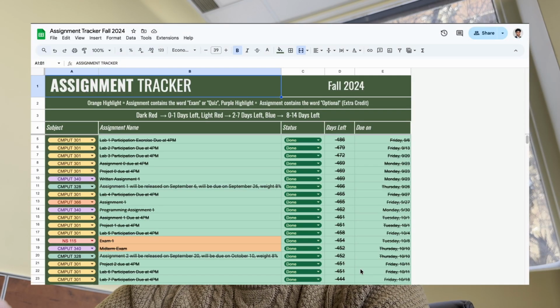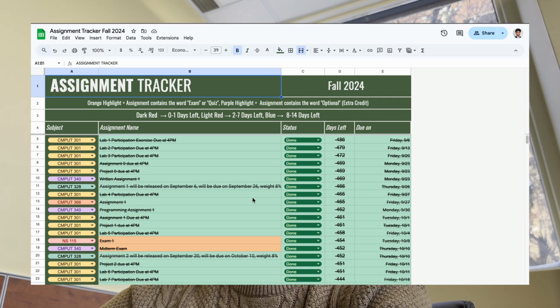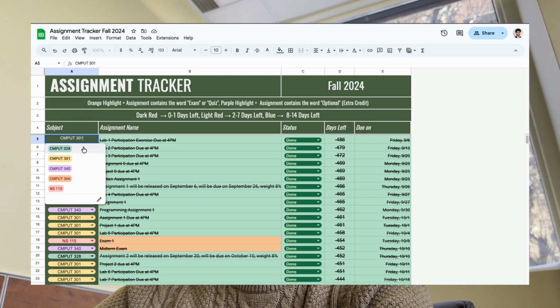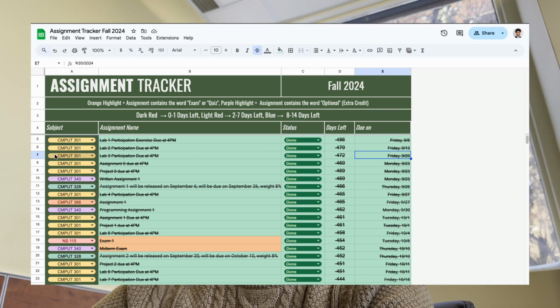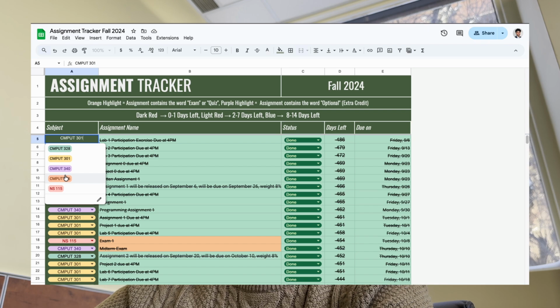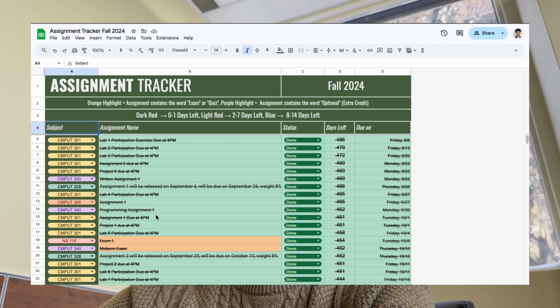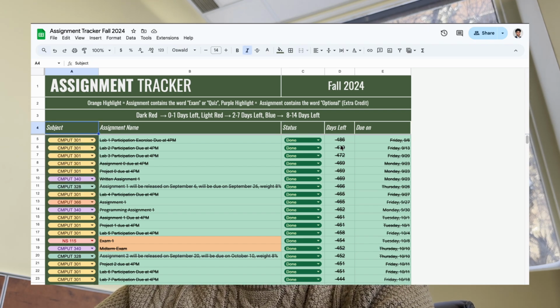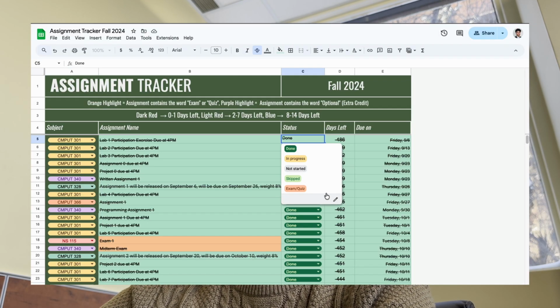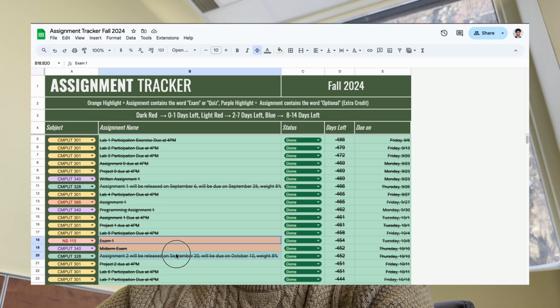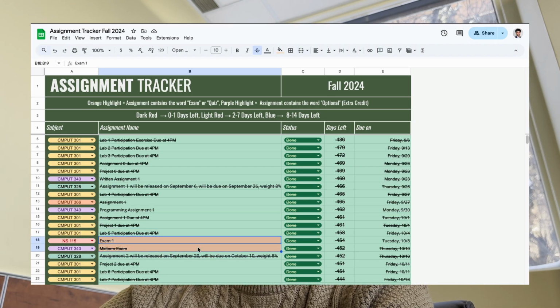Now, this is the tracker that I used in fall 2024, and I had a couple of classes: Compute 328, Compute 301, Compute 340, Compute 366, and Native Studies 115. And what I did was, you can see all of the classes over here, and you have subjects and the assignment name and status, which is basically done, in progress, not started, skipped, exam, or quiz. And I also include the exam deadlines as well, the day the exam is going to be.